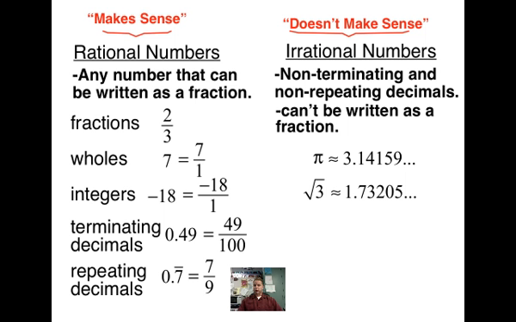Now, don't confuse those with the perfect squares. Like the square root of 25 is 5. That terminates. So that's okay. It's when you can't take the square root of it.